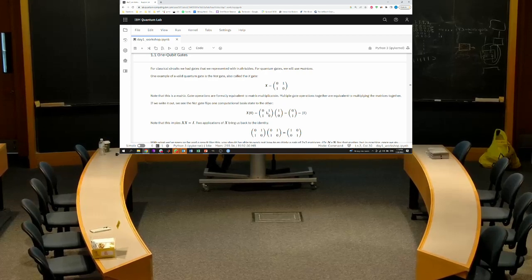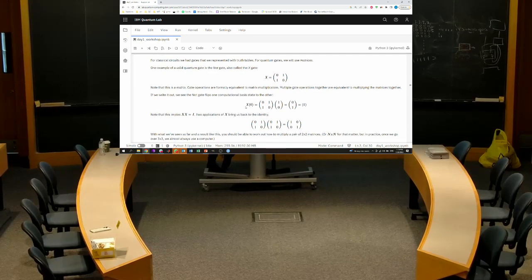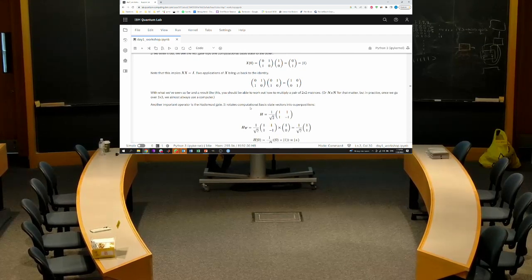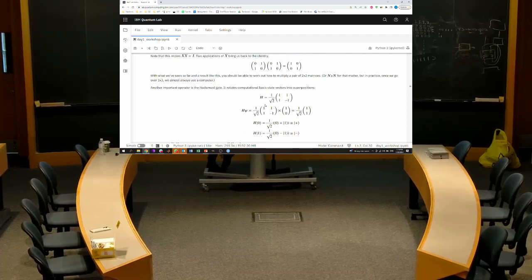But if you just want to look at it and see how it works, you see that if you take the X operator, which is this matrix, and you operate on the 0 state, if you do the multiplication, this is the result you get, which is the 1 state. So this is what the computer is calculating behind the scenes. It multiplies all those matrices and makes it easier for us to look at and visualize it.